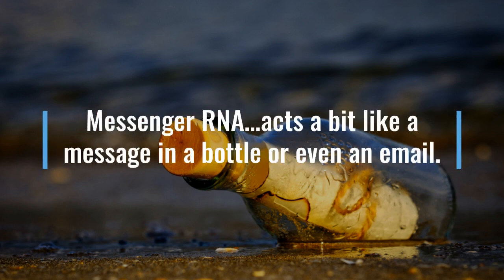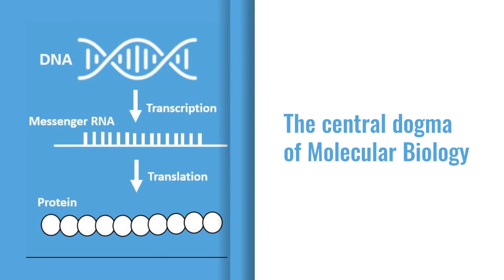Messenger RNA could be thought of as a little bit like a message in a bottle or even an email, where its purpose is to get information from one location to another. The process in which DNA is converted to messenger RNA and then finally to protein is together called the central dogma of molecular biology. The conversion of the DNA into the messenger sequence is called transcription, while the decoding of the messenger sequence to work out which amino acids are needed to form the protein is called translation.